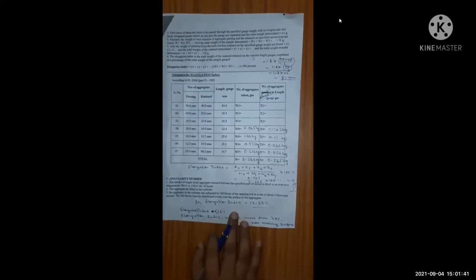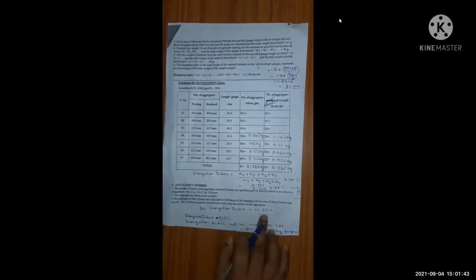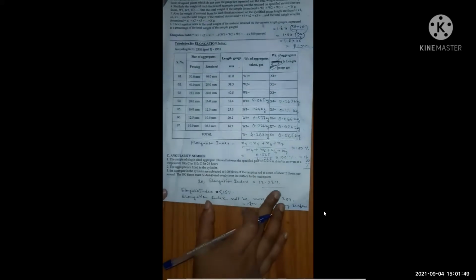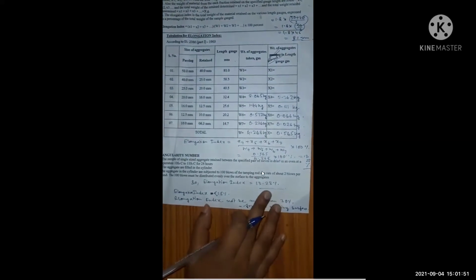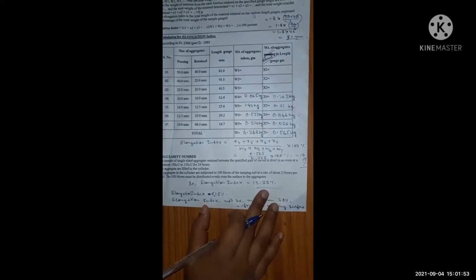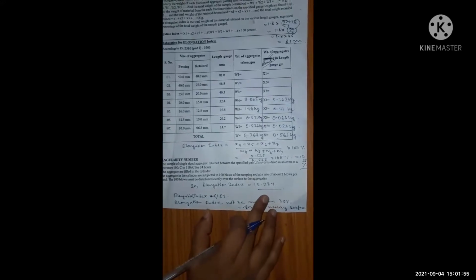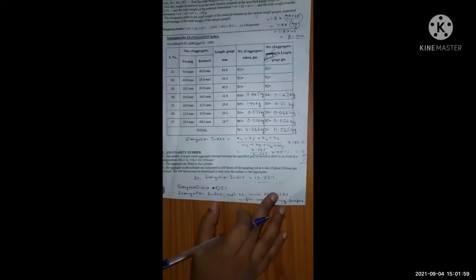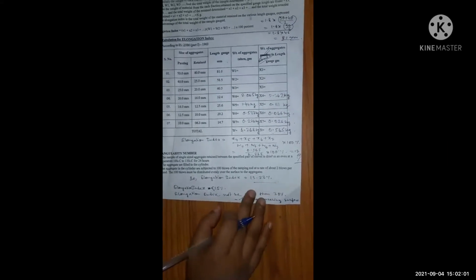So this is our reading, 13.23%, which is less than 15%. So we can use this aggregate in wearing or non-wearing surfaces.